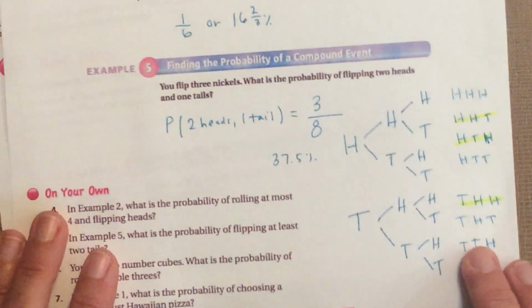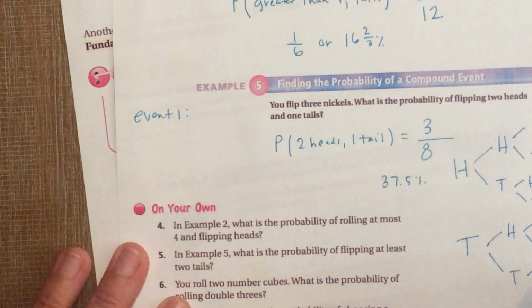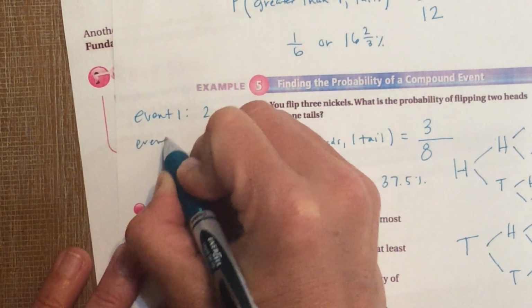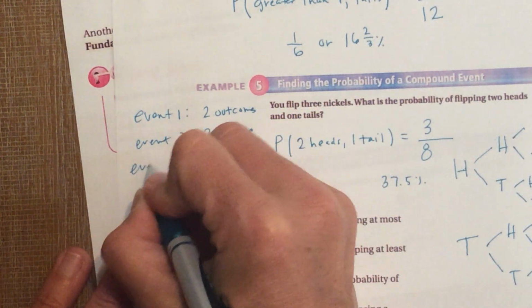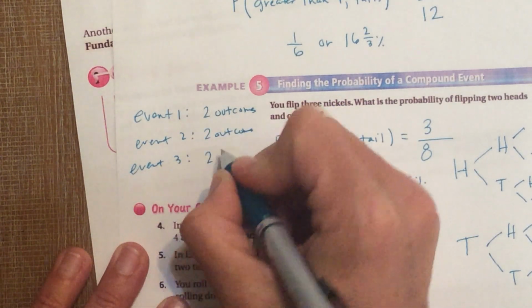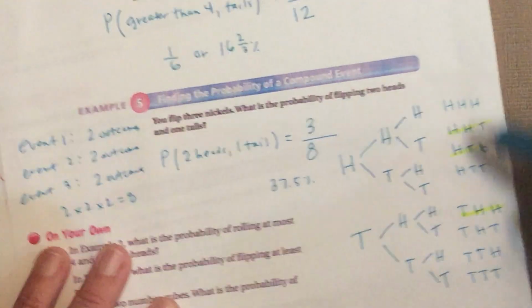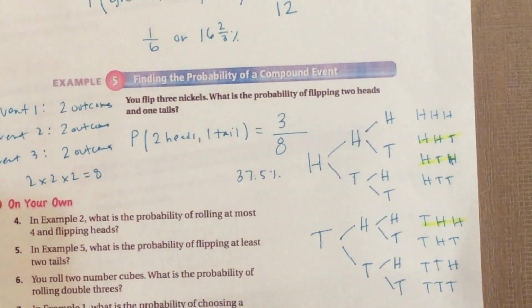Now say you didn't want to do this method, which most of us do not want to do. You can look at them all individually. Event 1, which is nickel 1, has 2 outcomes. Event 2, which is your second nickel, has 2 outcomes. And event 3, which is your third nickel, has 2 outcomes. So 2 times 2 times 2 gets you 8, which is the same thing that we got over here. I know that's kind of weird, probability. If you think about it, it makes a lot of sense, but can also be pretty confusing.